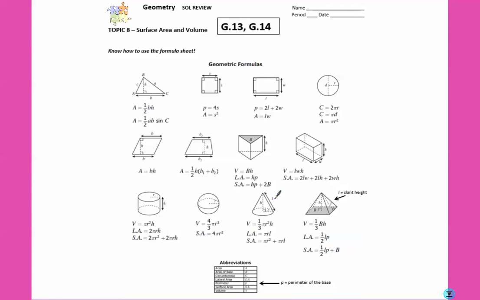Also, this L that's in the cone and on the side of the pyramid stands for slant height. That's the one abbreviation that they don't tell you, or it's not quite as intuitive as H for height or R for radius. Another thing to be careful of is when it says little p and it says it's perimeter, but in these formulas here, it means the perimeter of the base.